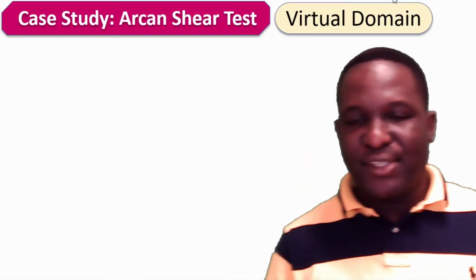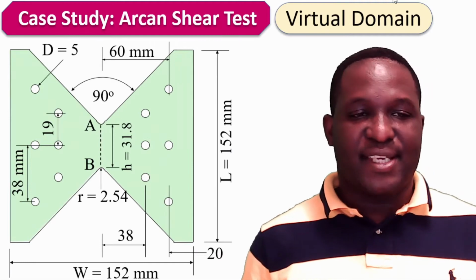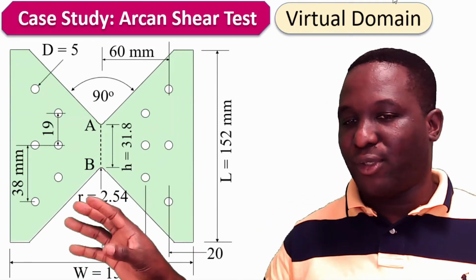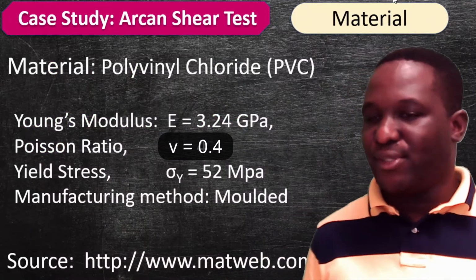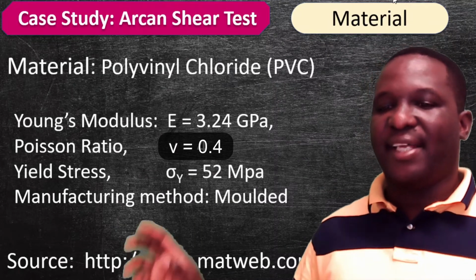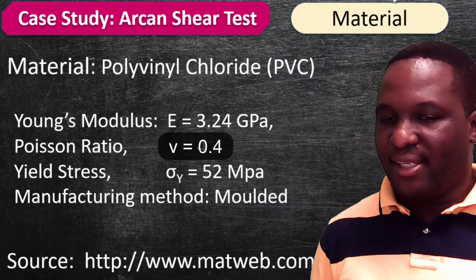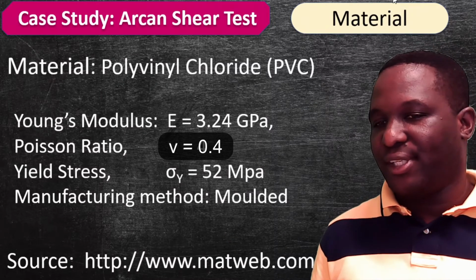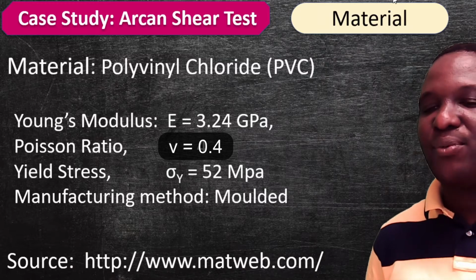Okay, so the case study that we're going to be using, the details of the test material, is given in this picture. So we're going to be modeling based on this detailed specification. And the material that we're going to be using for this test is PVC, polyvinyl chloride, and the elastic properties are given. In particular, the PVC is a molded, not an extruded material. And I've got the properties from this website, which is matweb.com.